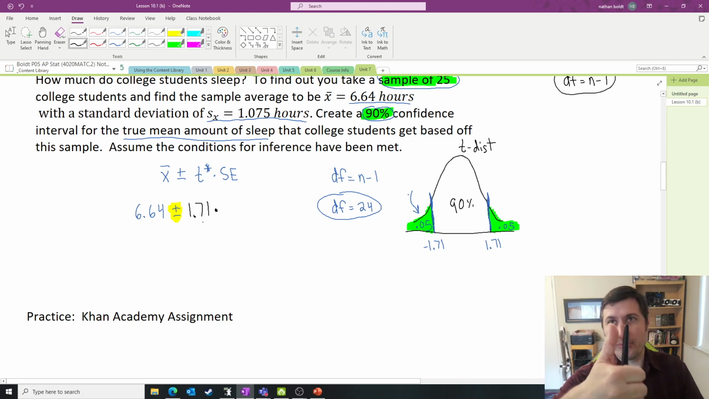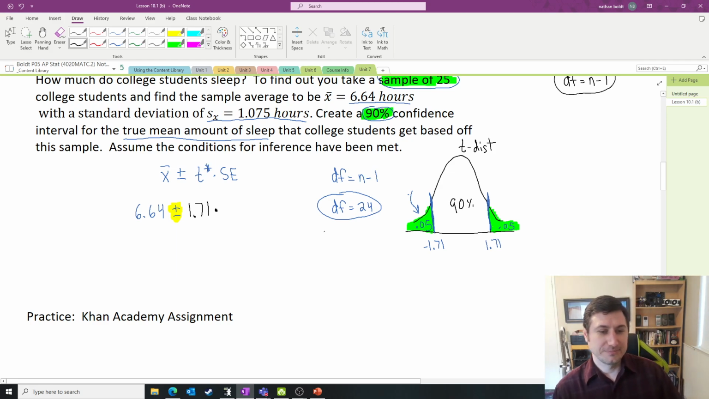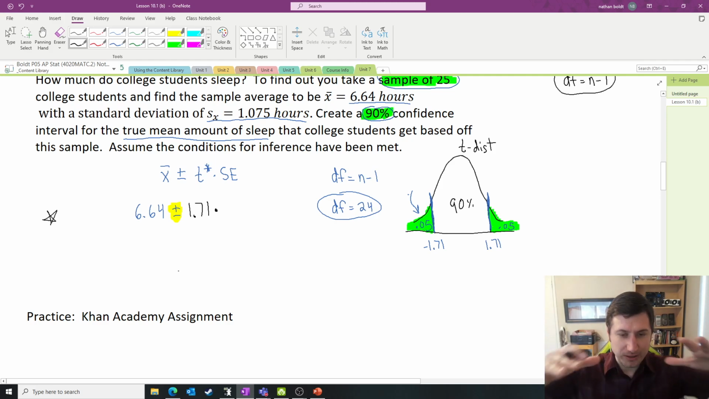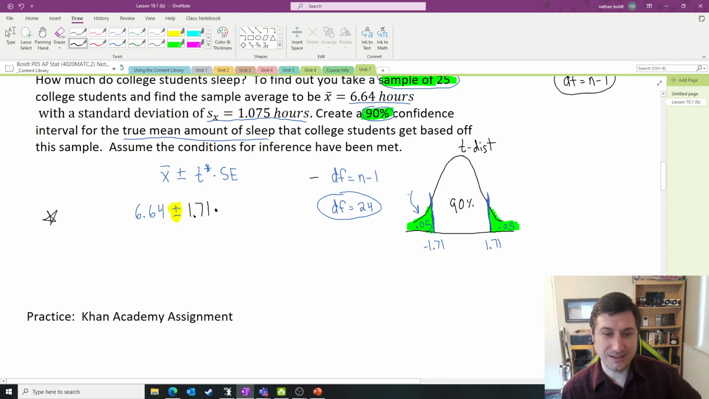I hope that helps. All right, let's finish up our confidence interval, okay? It's a good question. I'm glad we had the conversation. I hope it makes you at least feel better about this weird idea of degrees of freedom.